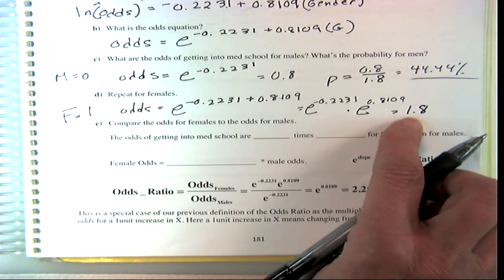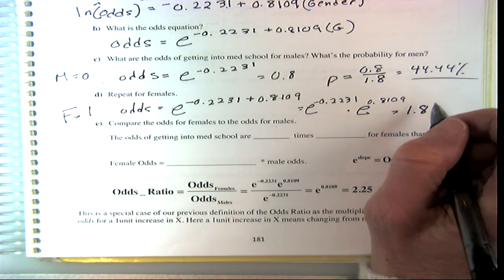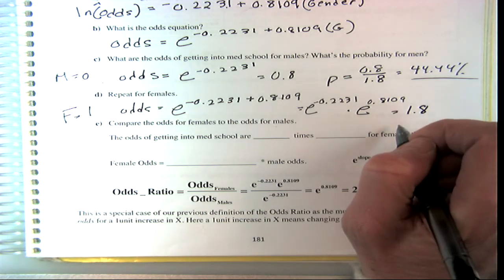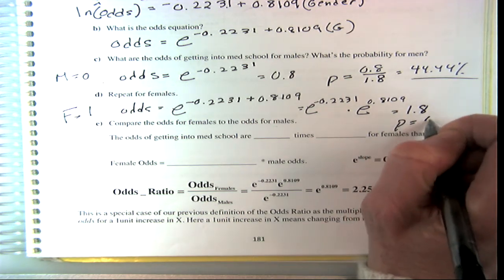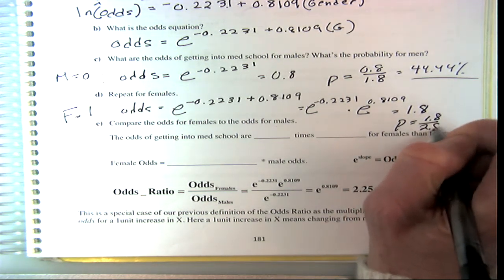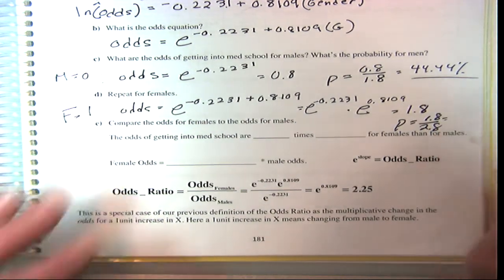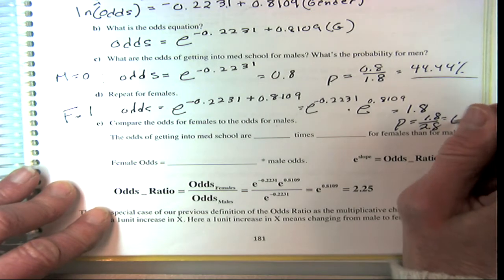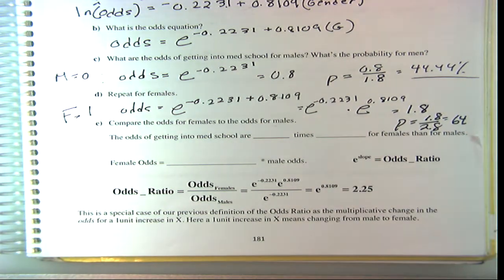And for females, what will the probability be? Here you look at females, and this is the odds, and the probability is going to be 1.8 divided by 2.8. And that probability for females is 64 point, gosh, I can't remember.